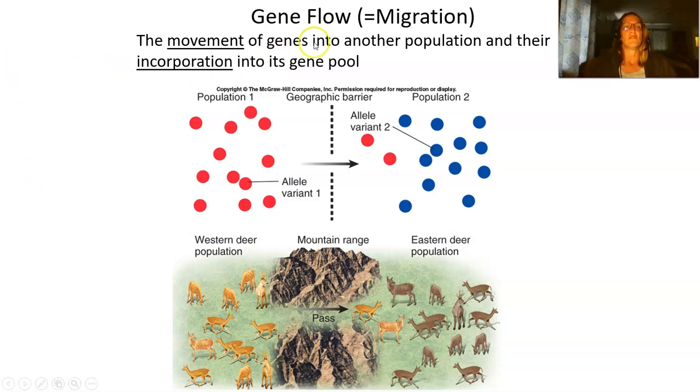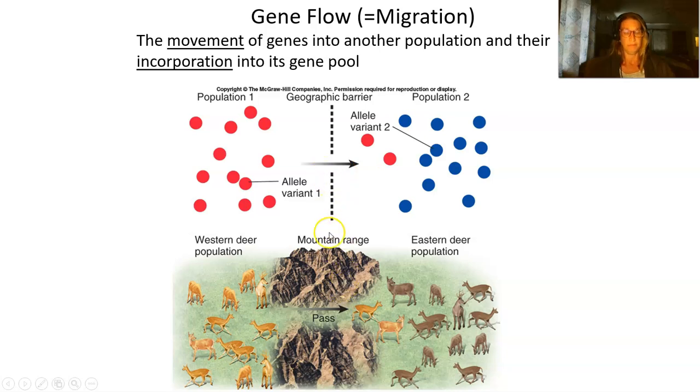But gene flow is the movement of genes or alleles from one population into another, and then those alleles get incorporated into the new population's gene pool. So over here you can see we have potentially an example of two different populations. This population is full of this allele right here. We can call this big A allele. And population 2, let's say population 2 doesn't have any big A alleles. It only has little a alleles.